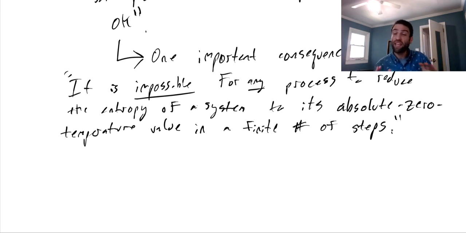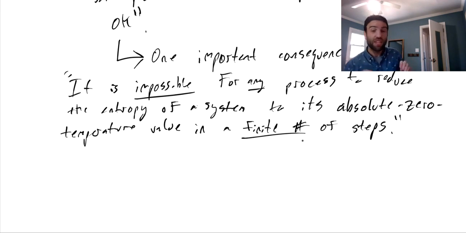What this is saying, in kind of complicated language, is that at absolute zero temperature, the system will have some value of its entropy. And if you get a system to that value of entropy, you will have cooled the system to absolute zero. Okay? And what this is saying is that it is impossible, no matter what you do, to reduce the entropy of a system, to get your system down to absolute zero temperature in a finite number of steps.